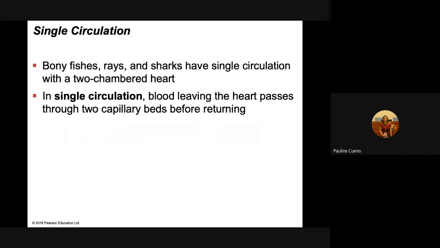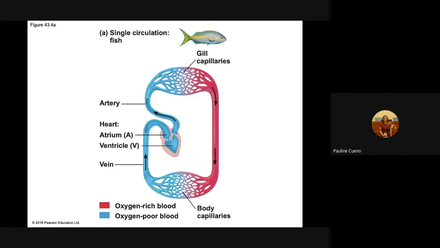And then we also have the single circulation, which is mostly observed in bony fishes, rays, and sharks. Ang common or ang distinguishing characteristic ng single circulation would be yung 2-chambered heart. So in single circulation, blood leaving the heart passes through the 2 capillary beds before returning. So you have here the blood which leaves the heart, and it will pass through capillary network, tapos another capillary network, and then it will return to the heart for pumping.